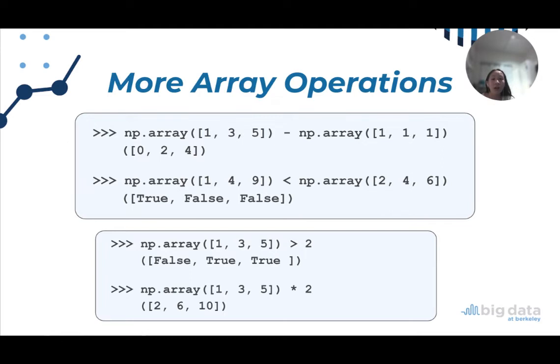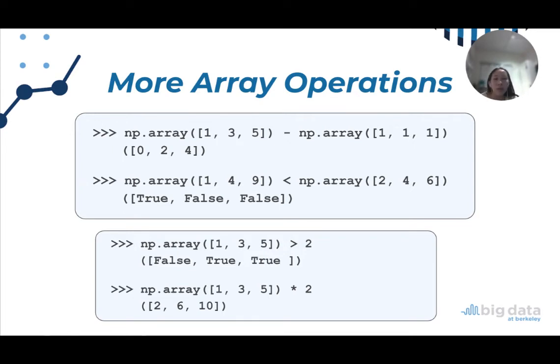We can use some other operators on it as well, including comparison operators. So if we were to compare np.array([1,4,9]) and np.array([2,4,6]), we would compare 1 is less than 2, which is true, and so our first value in our resulting array would be true. 4 is less than 4 is false because they're the same value, so return false. And then 9 is less than 6 would return false as well because 9 is greater than 6. So it would have a resulting output array as true, false, and false.